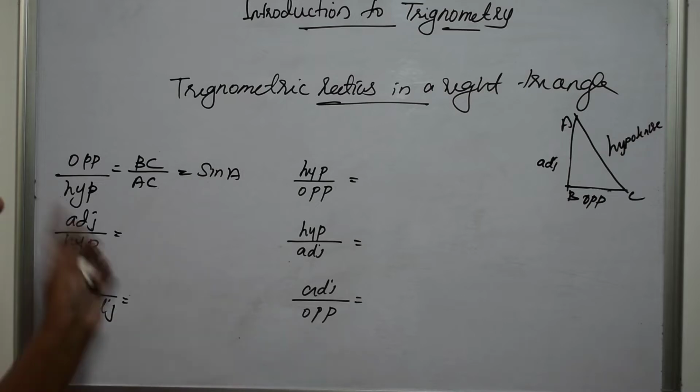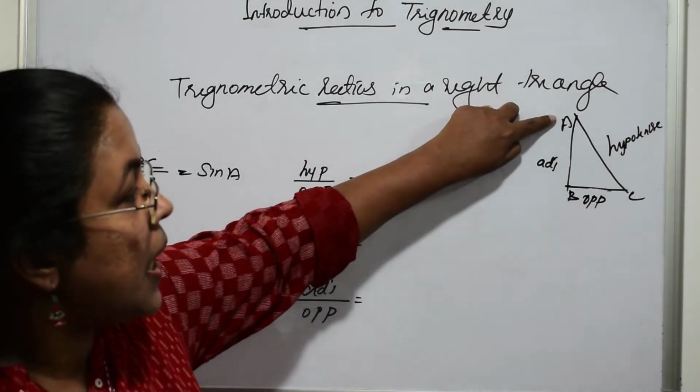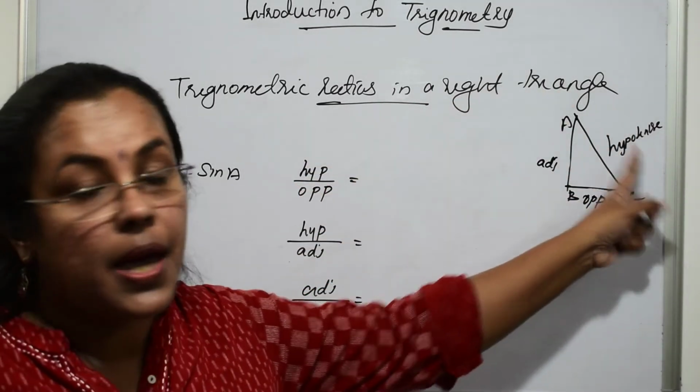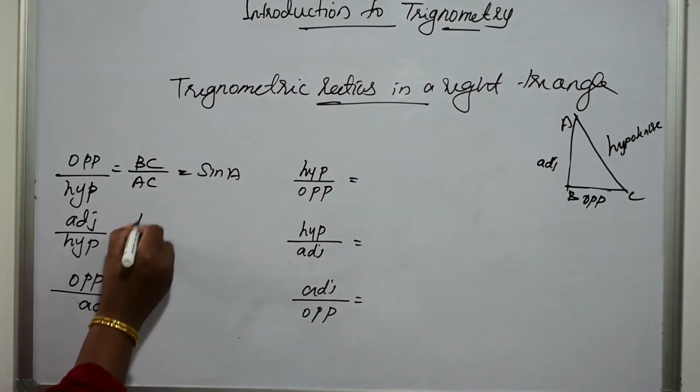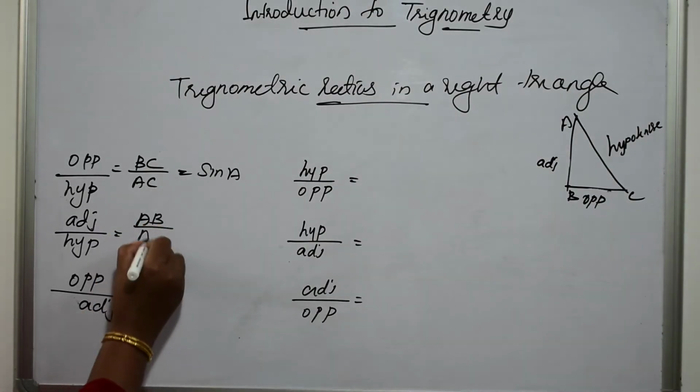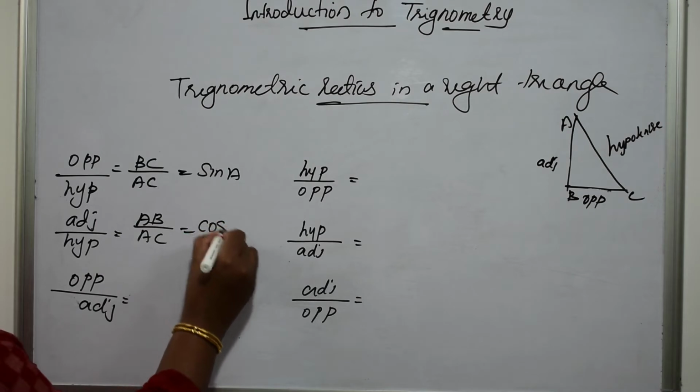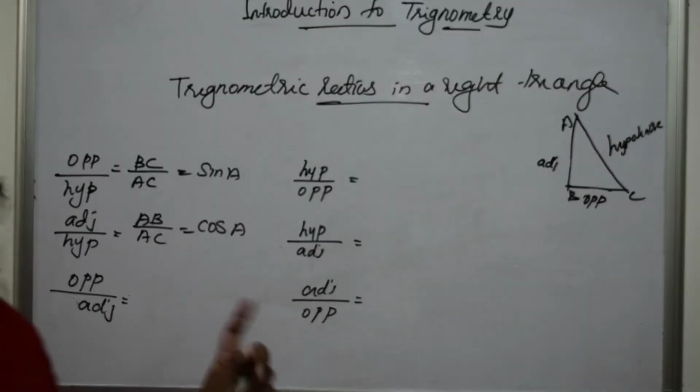Meaning of cosine of angle A means adjacent side by hypotenuse. That means AB by AC is cosine of angle A and we write it as cos A.